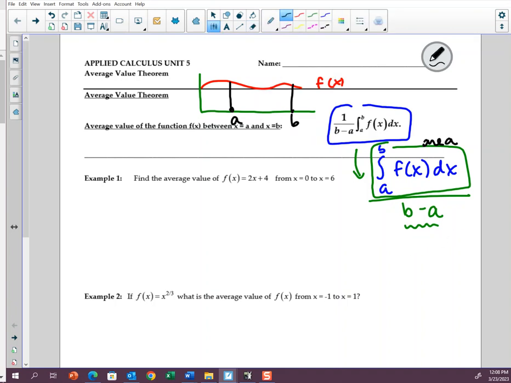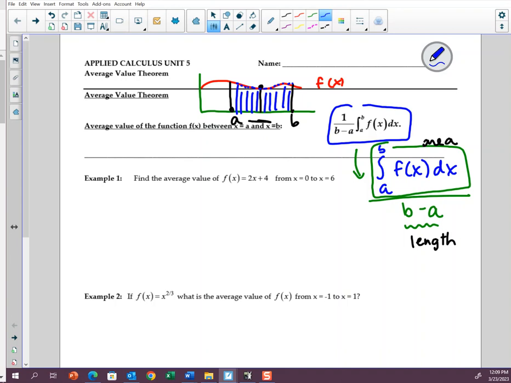Making a video. So we take that area value and divide it by this length, and we'll get sort of an average for all the height. If we took all the heights, all the little rectangle values, and added them together, then divided by the number of rectangles we had, we would get an average.